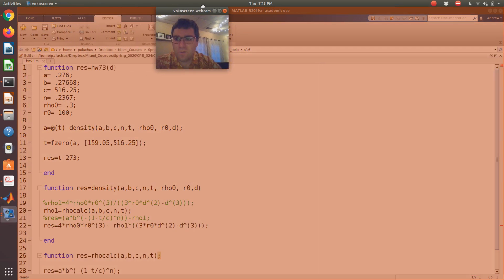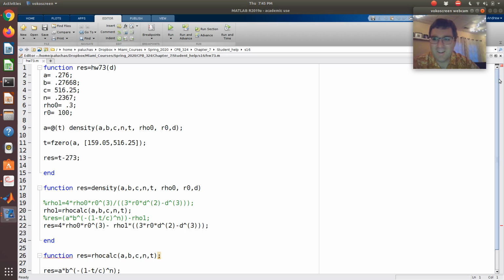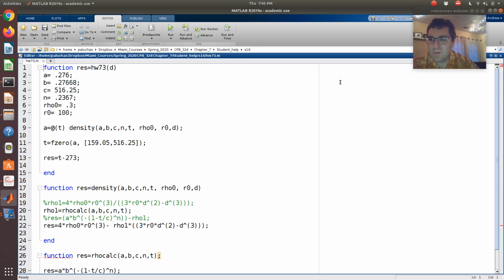Let's move my head out of the way. So we have this function that's going to take depth as an input. That's good because you're asked to take depth as an input and return back temperature. We'll check these parameters later, but here's A, B, C, and N, which ought to be for my density equation. Then the density of my object, the radius of my object. And then we have this density.